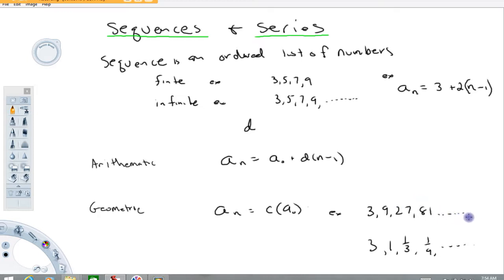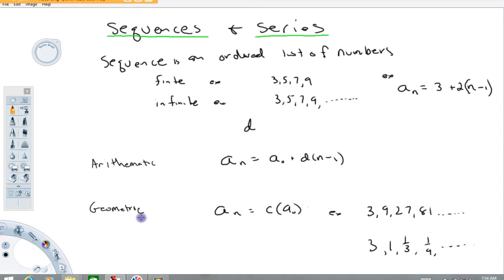Indicating this is meant to be, in my example, an infinite sequence. So another example down here, maybe the sequence looks like this: 3, 1, 1/3, 1/9, and so forth. So here, what we're doing to get from here to here was a multiplication by 1/3. From here to here, multiplication by 1/3. From here to here, multiplication by 1/3, and so forth.